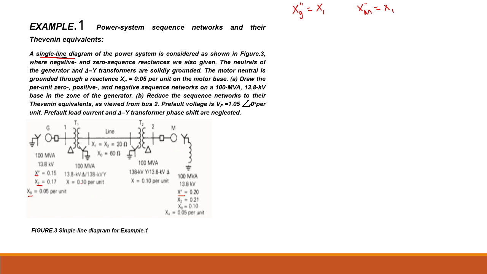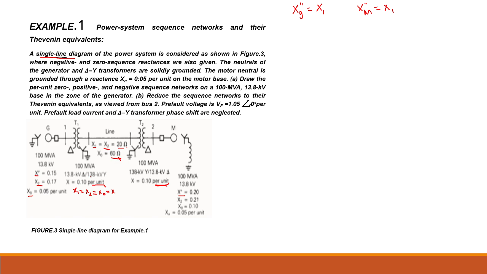The same data are given for the transformer. For the transformer, X1 equals X2 equals X0 equals X. And the same for the second transformer. As you see for the line, we have X1 equals X2 equals 20 ohm, while these are in per unit. And the zero sequence reactance for the transmission line is also given in ohm.